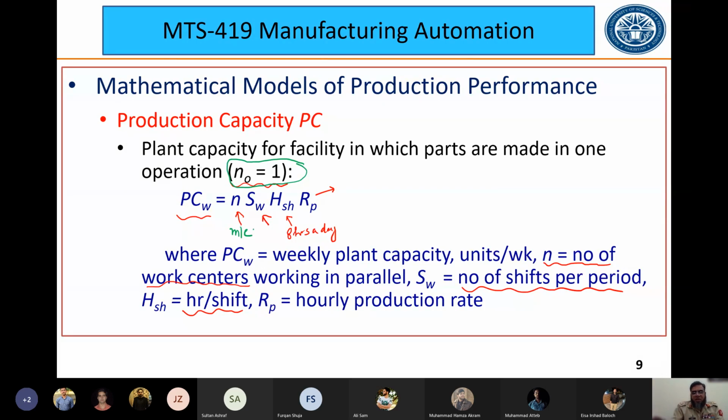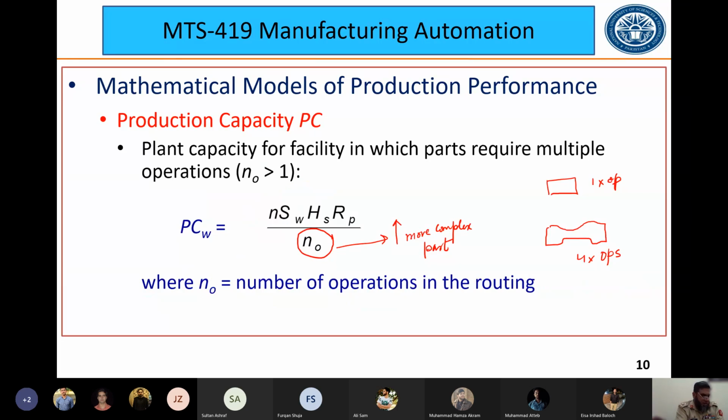Okay? Let's see, if we have more operations, NO greater than 1, it will come down. So N greater than 1 is telling us that we have a complex part. So if NO increases, the production capacity will decrease. We saw this, you will remember, we saw a graph in which we said that if the number of operations keeps increasing, it means your part complexity is increasing, so your plant capacity will be reduced. So you have to keep this equation in mind too. Okay.